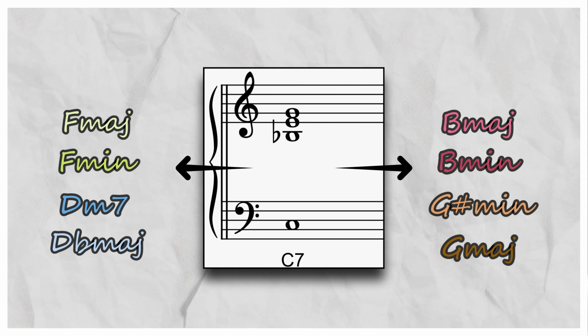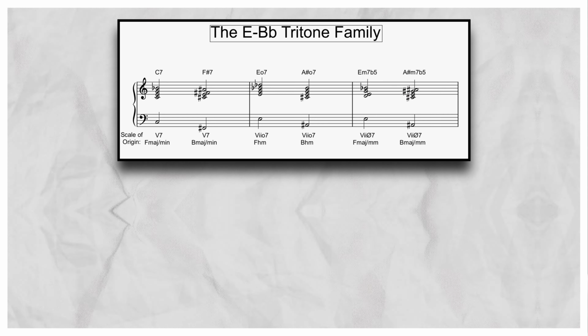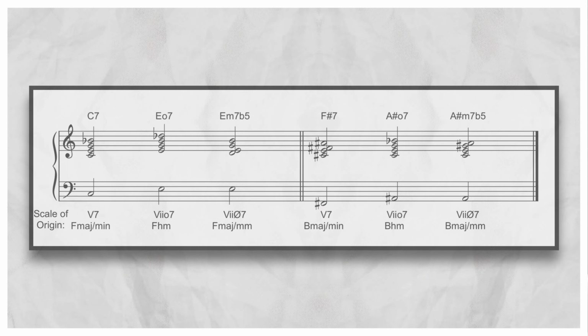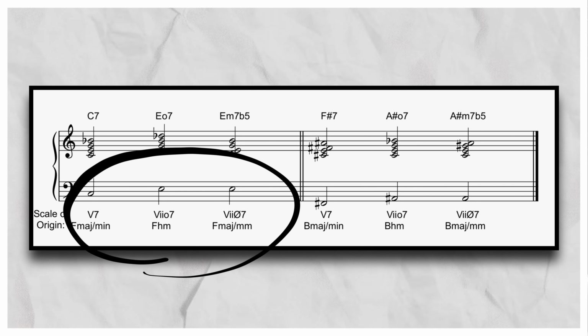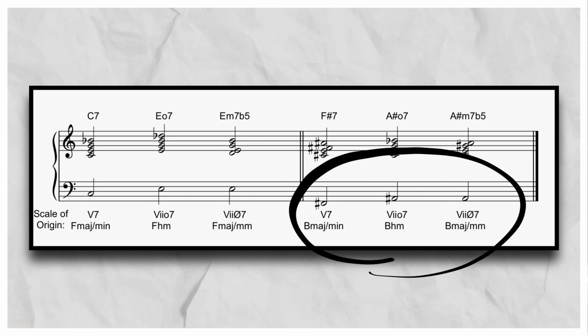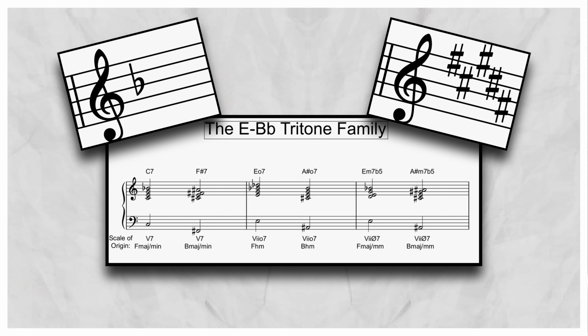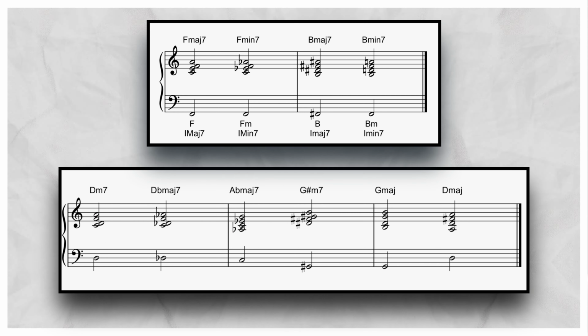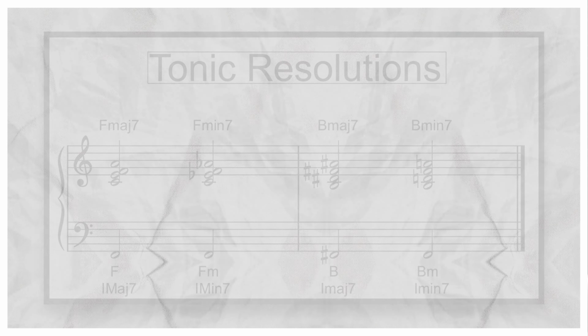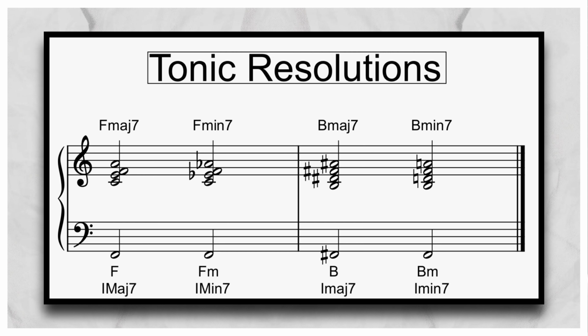To determine these potential destinations, we looked at the parent scales of each chord, and we noticed that 3 chords came from some form of a scale built on F, and 3 came from some form of a scale built on B, meaning that the parent scale of each chord also contained the same tritone. The parent scales for this tritone family also provide us with a list of chords that the tritone family itself can resolve to. In one group, we have our tonic chords: F major, F minor, B major, and B minor.